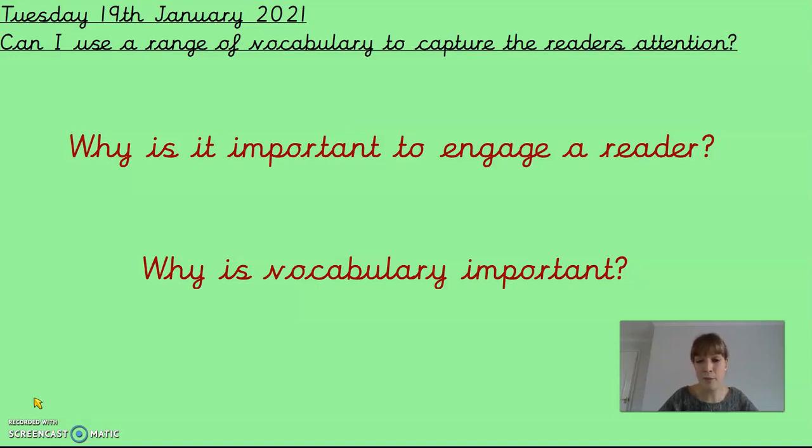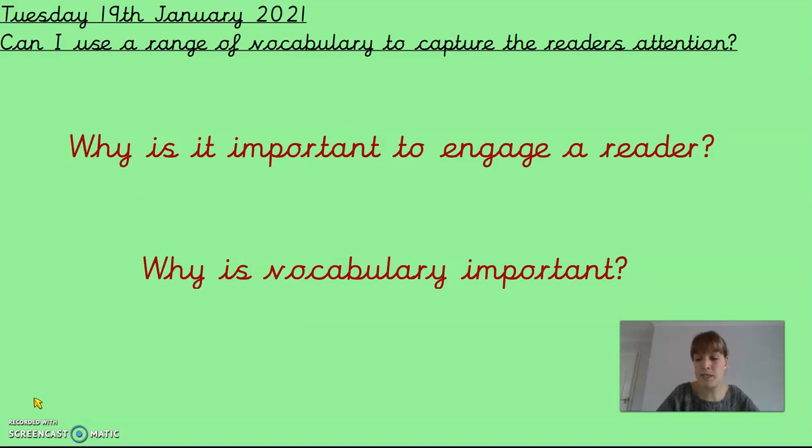And I know when I'm reading some of my class 4L, your writing gives me such joy, and I'm sure in 4M you're doing exactly the same for Miss Paget, doing an absolutely fantastic job. So you are beginning to engage a reader and want them to read more of your work. Okay, second question is, why is vocabulary important?